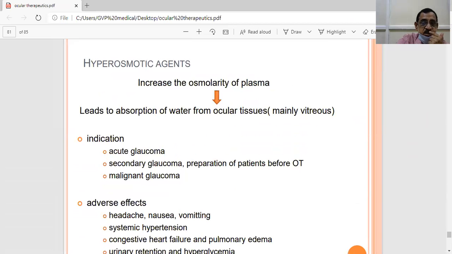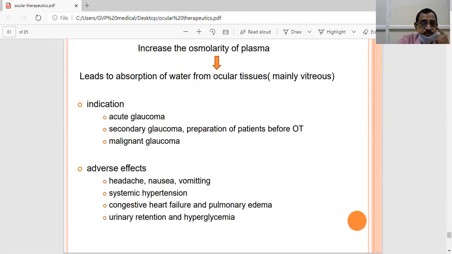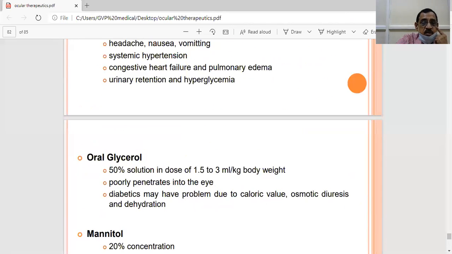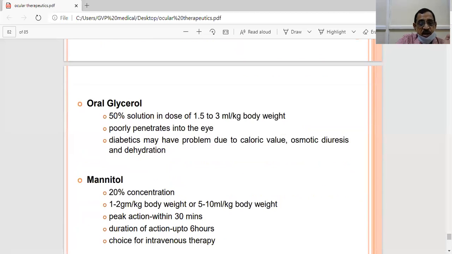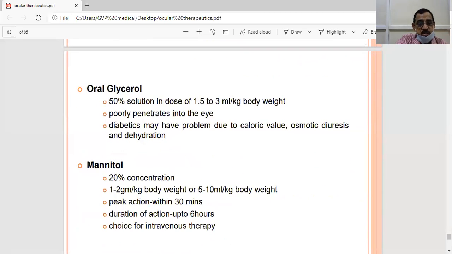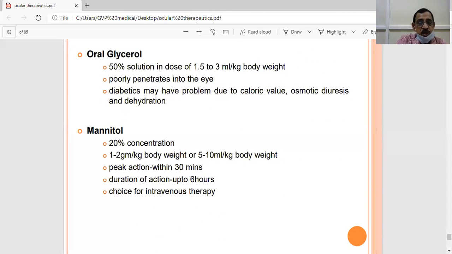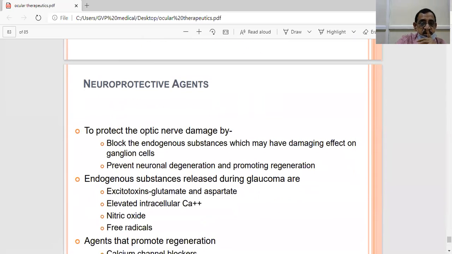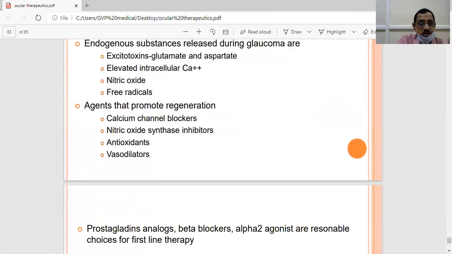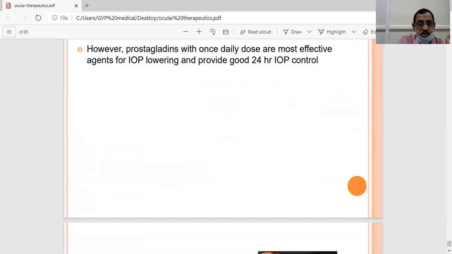Hyperosmotic agents increase osmolarity. Oral glycerol is one; mannitol is commonly used, as a 20% solution. We give it over about 30 minutes. Peak of action is 30 minutes and duration of action is 6 hours. Neuroprotective drugs we normally don't ask about in the examination, it's for postgraduates.